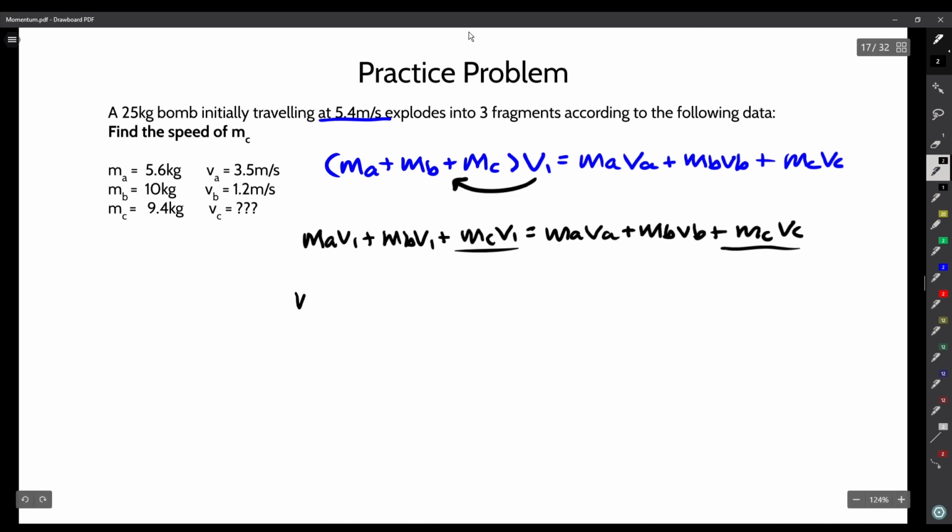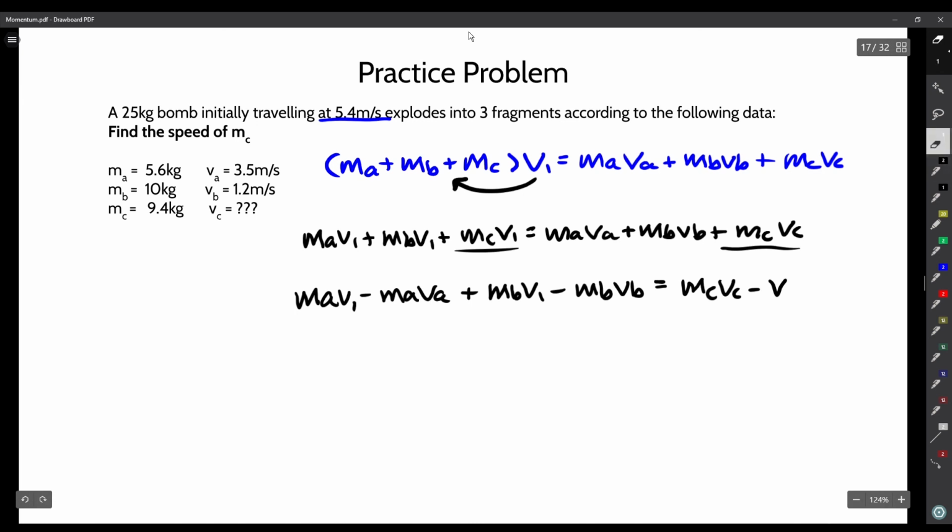So then we can have MAVI minus MAVA plus MBVI minus MBVB equals MCVC minus MCVI.